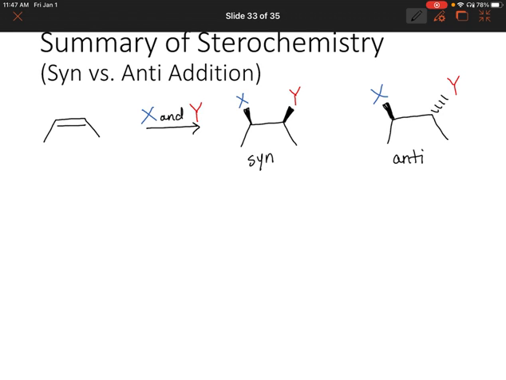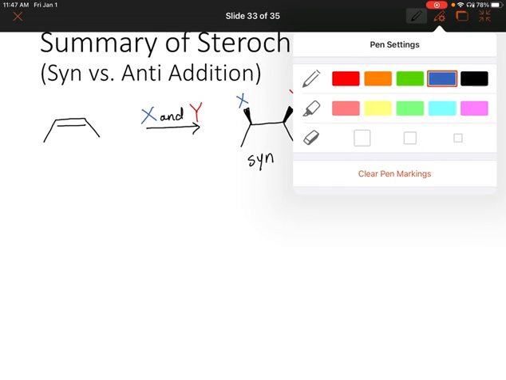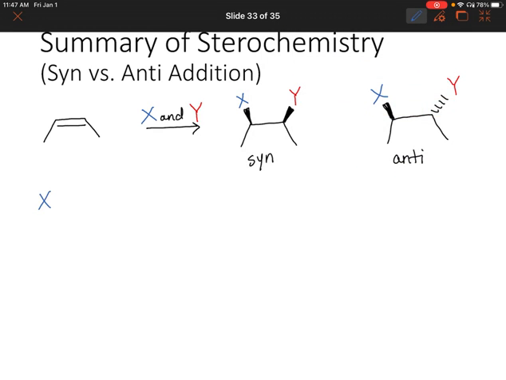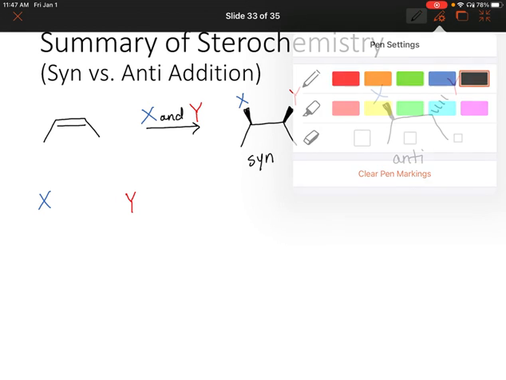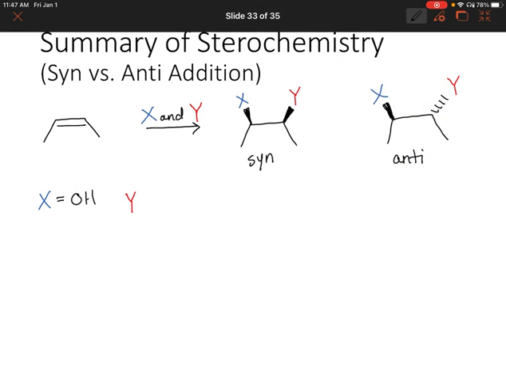All right, so let's say we want to add two alcohol groups across the double bond. So let's say X and Y are both alcohol groups. So what reaction could we do in order to make sure that those alcohol groups are syn to each other?